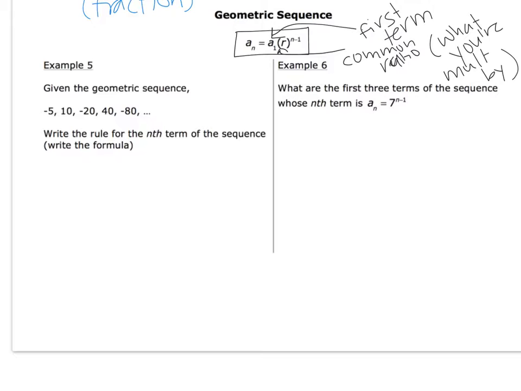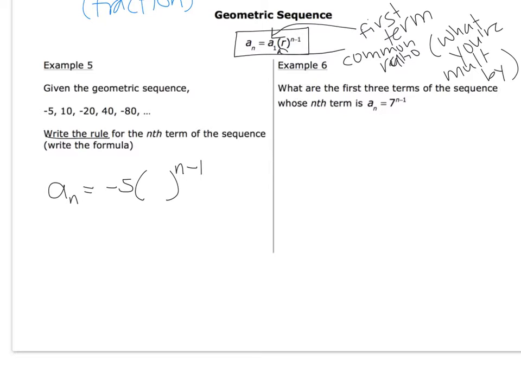In example 5, it says, given this geometric sequence, write the rule. It just means write the formula for the nth term of the sequence. So we know we start with a sub n. It's kind of like a special way to write y equals for sequences. A sub 1 is the first term. Well, the first term is negative 5. We need to figure out r, and we're going to have it to the power of n minus 1.